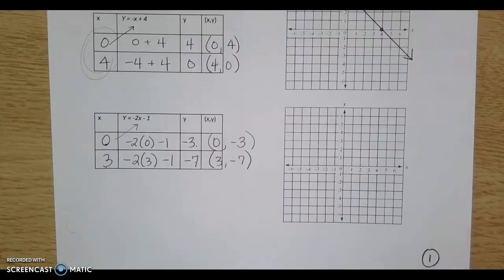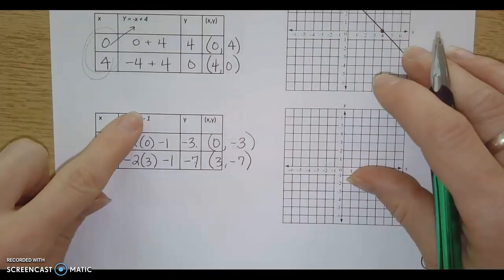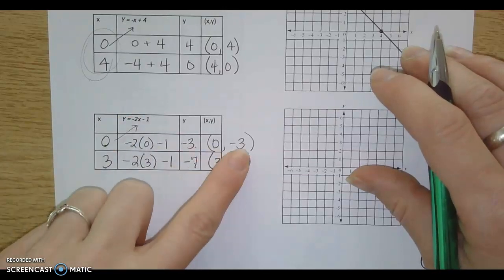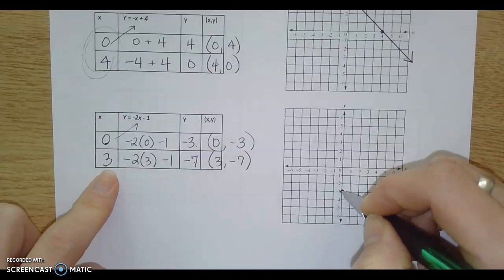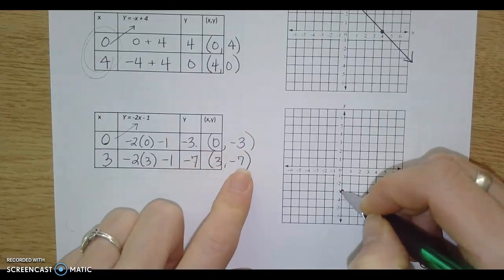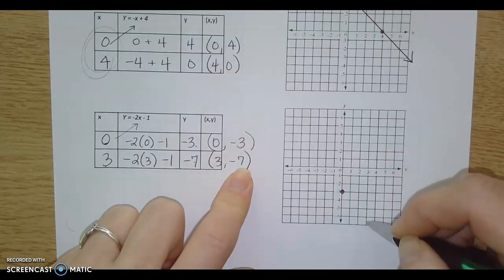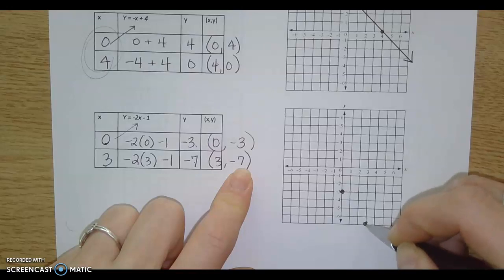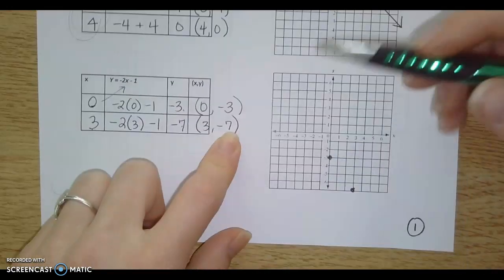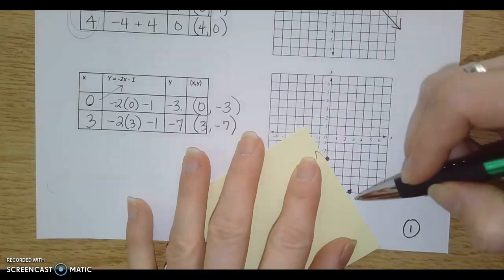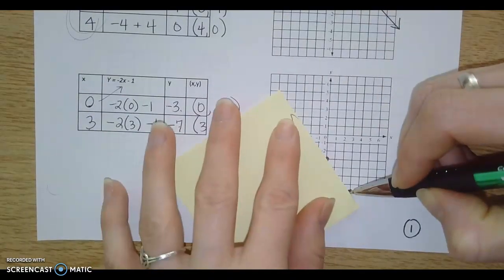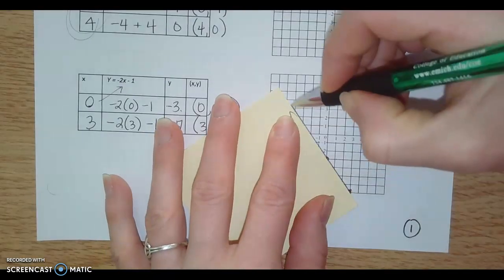Okay, you could have picked something different here. I plugged in 0, worked it out, and got the point 0, negative 3. And then I plugged in 3, and I worked it out and got negative 7. So even if you pick different numbers, I wanted to show you that our graph should end up looking the same. Your line should be the same line that I have here, right?